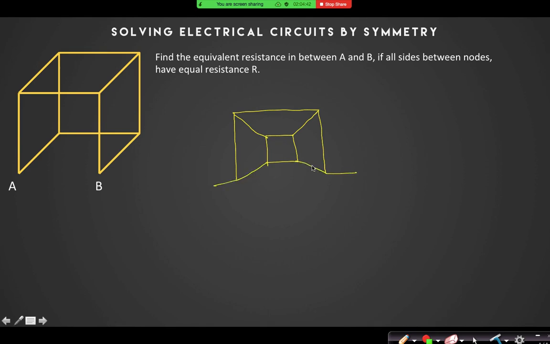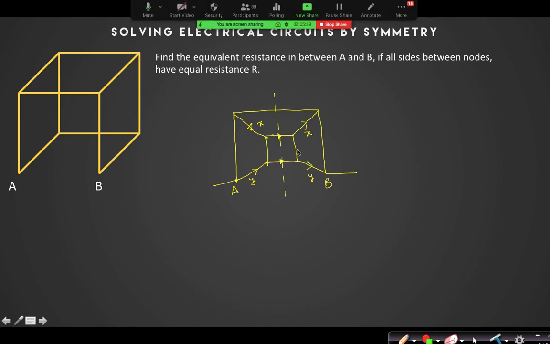Yes, the diagram will look like this. Now the problem here is that if you say this current is X, that current is also X. If you say this current is Y, this current is also Y. But can I say that if this current is x, that current has to be x and that current has to be y? No, you cannot say that, because this current x will continuously flow like this and this current y will continuously flow like that. That you cannot say.